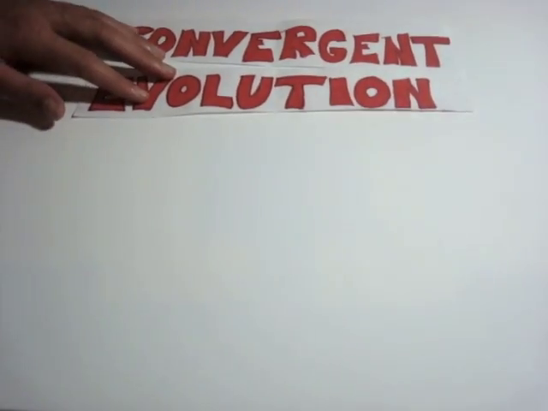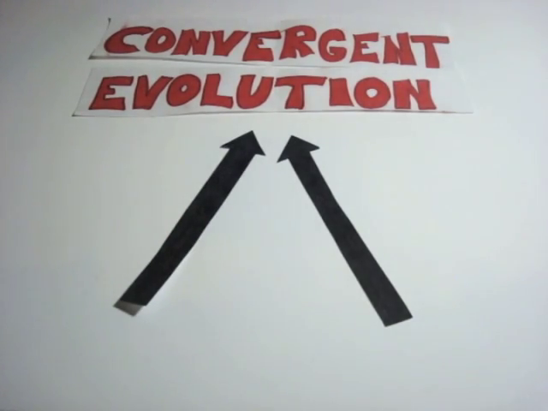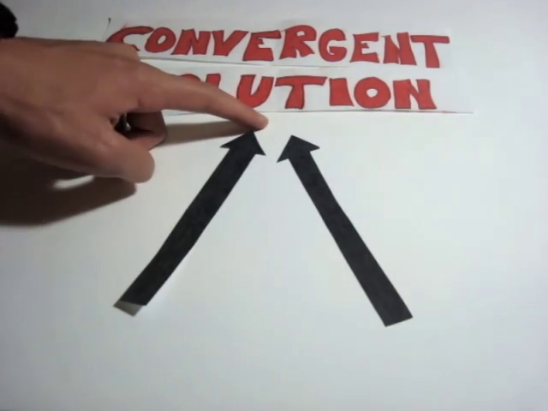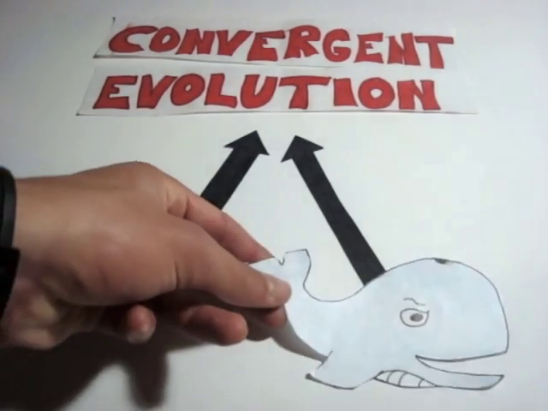Another pattern of evolution is convergent evolution. Converge means to come together. Species from different ancestors share similar traits or characteristics. This is due to the fact that they share a similar environment.